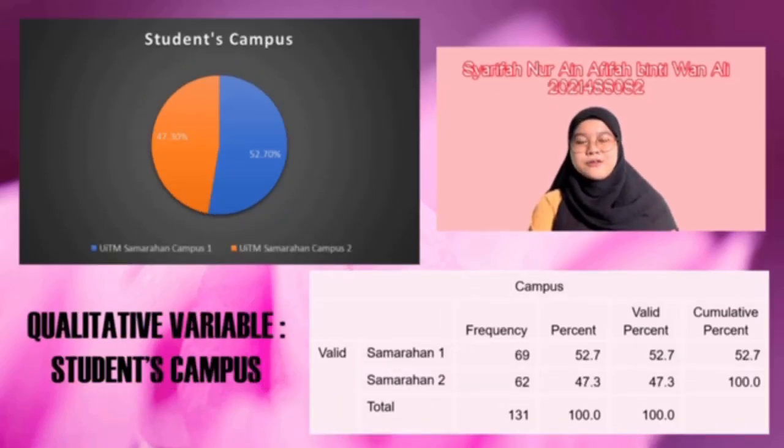Second qualitative variable is students' campus. There are two campuses involved in this study, which are UiTM Samarahan Campus 1 and UiTM Samarahan Campus 2. 62.7% of the students are from UiTM Samarahan Campus 1, meanwhile 47.3% of the students are from UiTM Samarahan Campus 2.